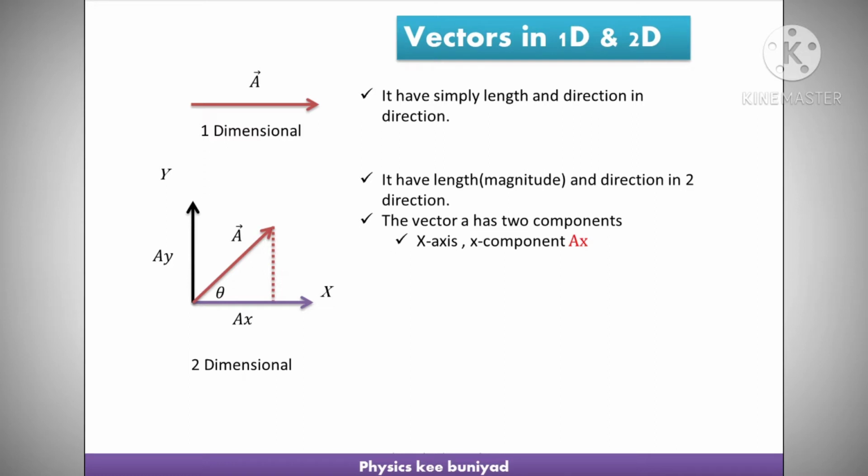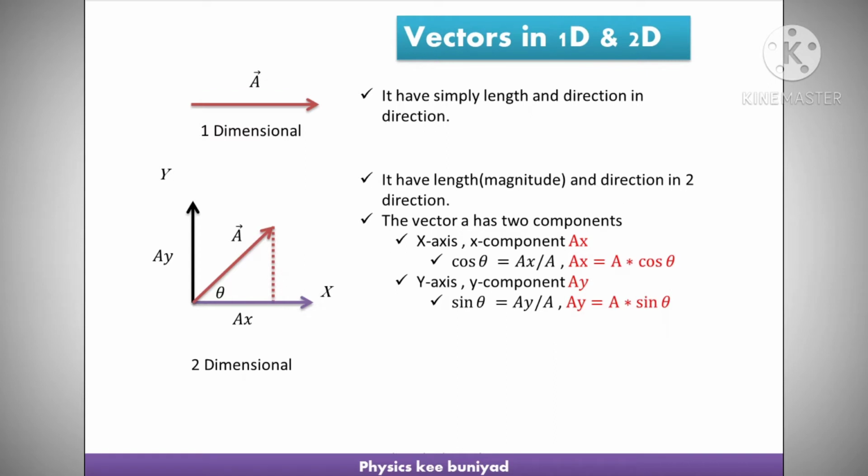If you look at the figure deeply, you will find a triangle, a right angle triangle. As it is a right angle triangle, if we write cos theta, it will be represented by the base by hypotenuse. So if we calculate the base length ax, it gives ax equal to a into cos theta. Similarly, in the y-axis, the component is represented as ay.